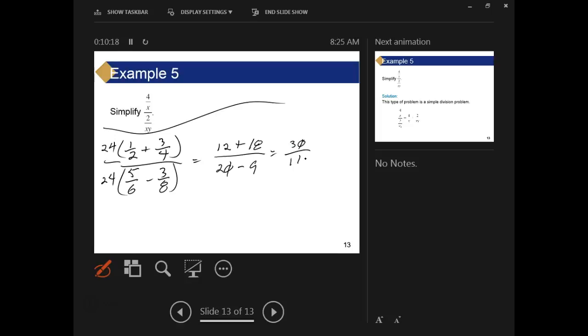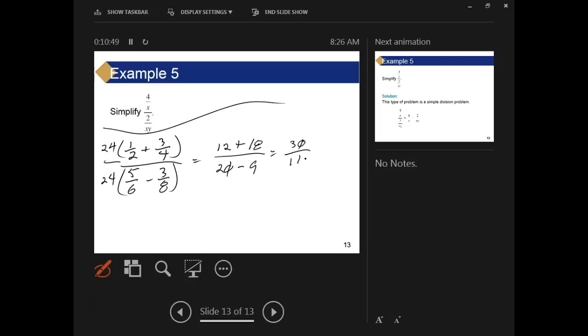Guess what? Not much you can do with that. 11 is a prime number. You can't factor out any common factors. Since the original problem was written as a fraction, then I would leave that as a fraction. I see no reason to change it to a mixed number. You can if you want to. That's perfectly fine. That would be 2 and 8/11. If you want to write it that way, fine. There's really no reason to. They left it as 30/11.